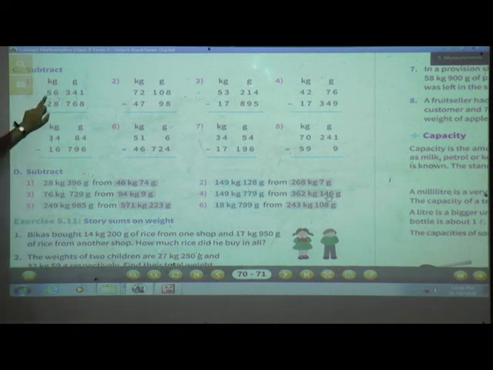See here, 56 kilogram 341 gram minus 28 kilogram 768 grams. Now here we have to do the subtraction. Okay, so start from the grams column. 56 kilogram and 341 grams.